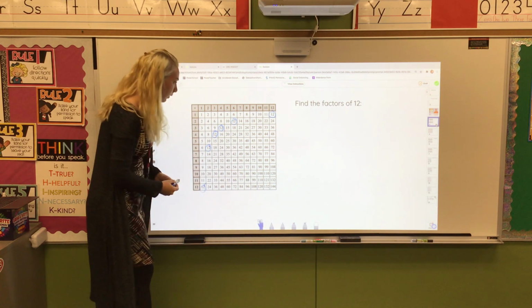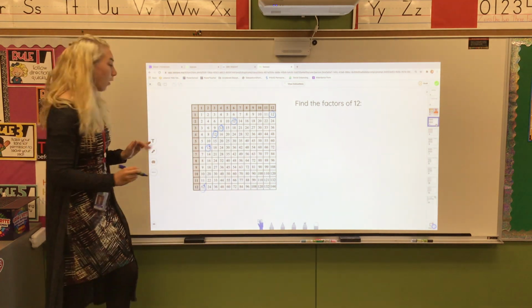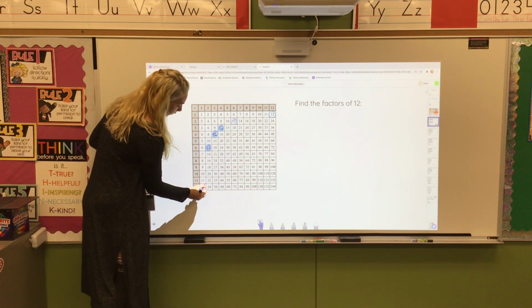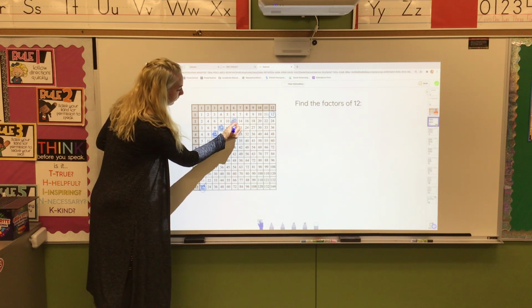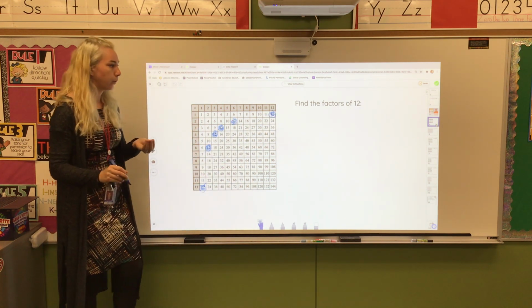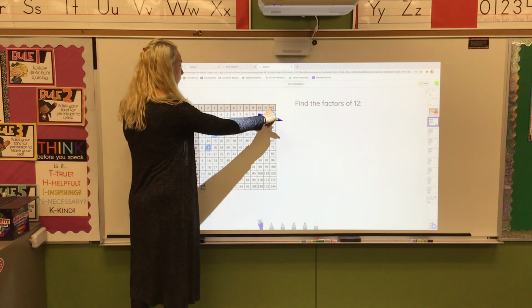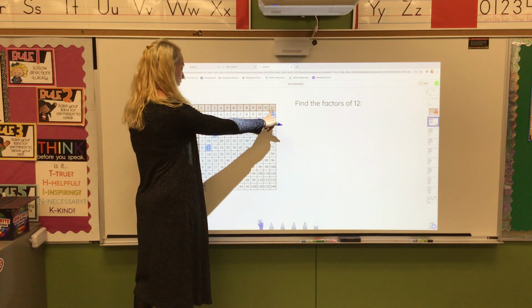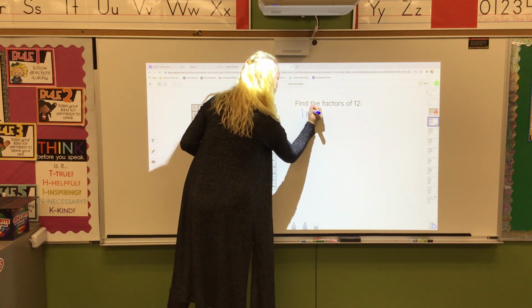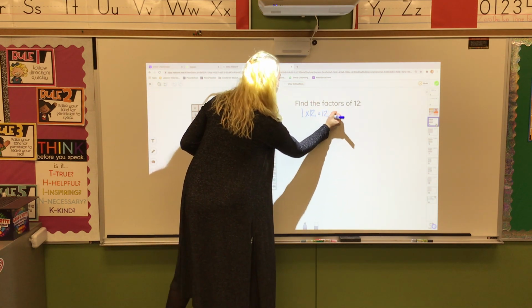And found a 12. Alright, so I circled all the 12s as the solutions. Now I'll just color them out so that you can really see where they're at, okay? They're all 12s, I promise. Now we need to find the factors that made that 12. What two numbers multiplied together gave us this 12? Very good. 1 times 12 gave us 12.